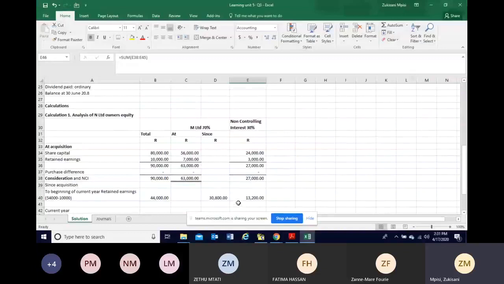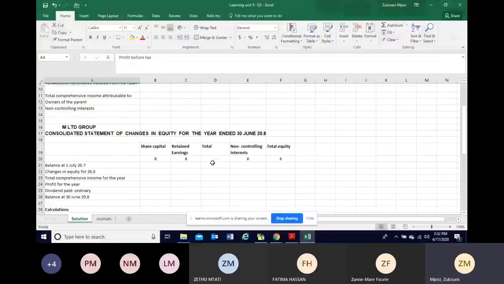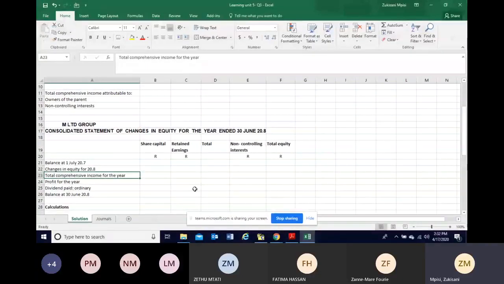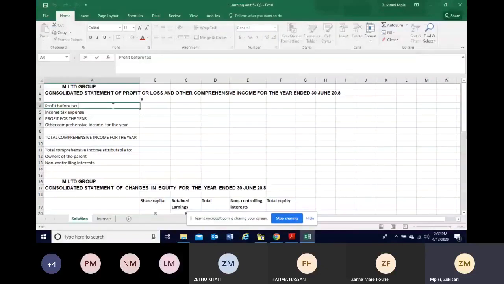So the next step that we're going to do now is we should be able to do our profit before tax note, and then we should be able to capture our statement of changes in equity. So where are we going to start? We're going to start with our statement of profit and loss and other comprehensive income. So we're going to start with the profit before tax note.